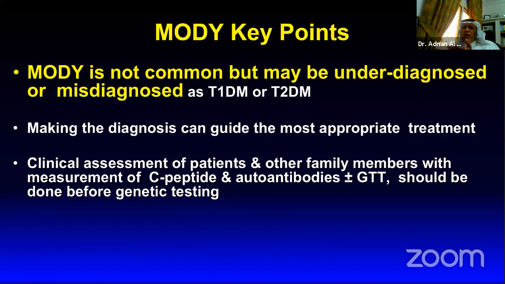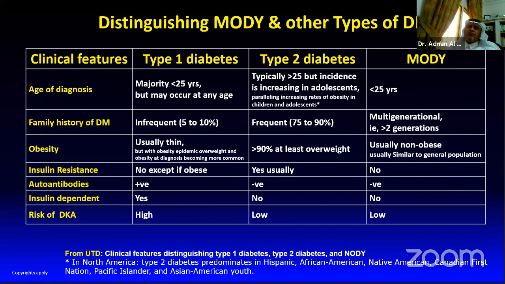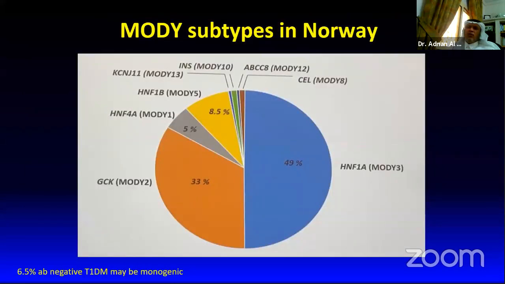We say that it's really underdiagnosed and misdiagnosed because a lot of ladies who present with gestational diabetes would not have genetic testing. And we can easily differentiate it from other types of diabetes by lacking the characteristics of type 1 and type 2 diabetes, and specifically, they are non-obese and they have negative autoantibodies.